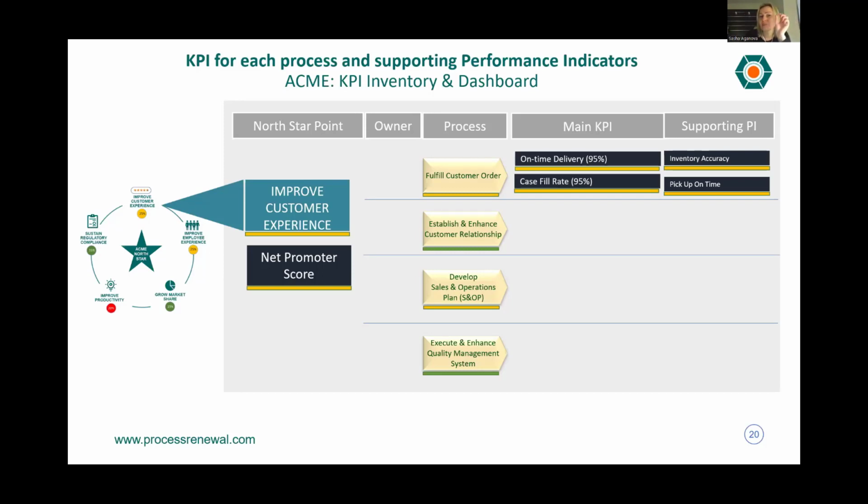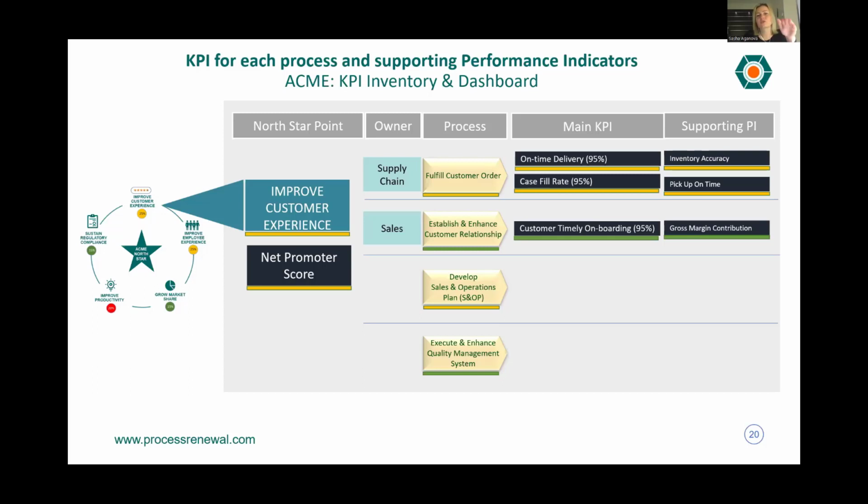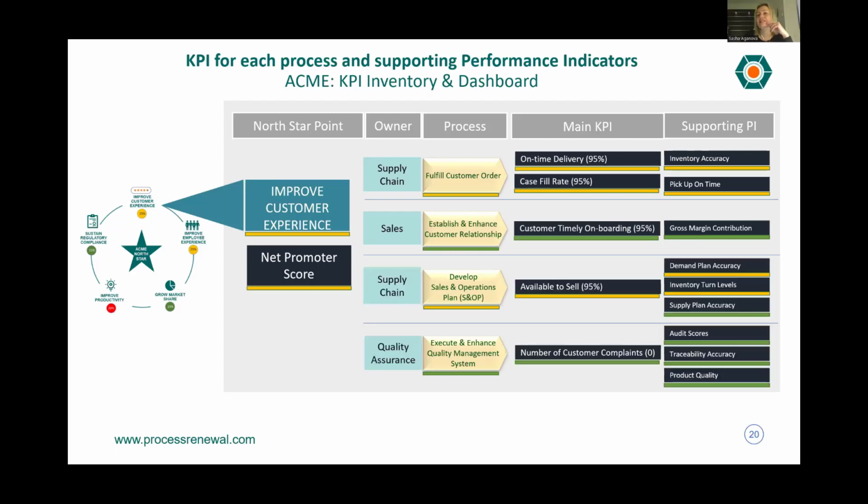And I can pinpoint that the owner of those processes would be supply chain. So this is the area of the business that I'm going to work on if the performance of the customer experience is lacking. I'm going to take a look at all of the processes and all of the KPIs there. Similar for all of the other ones: establishing and enhancing customer relationship would be measured by customer timely onboarding and gross margin contribution. If they are in green, my process is in green, so that is definitely not the issue to change the overall performance of the customer experience. Okay. Similar for all of the other processes that would be important to take a look at.